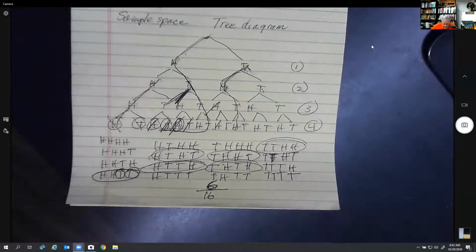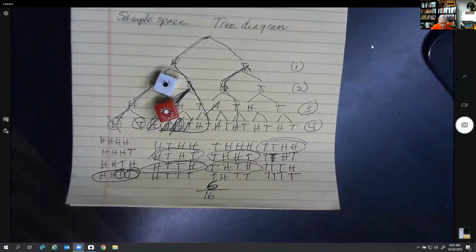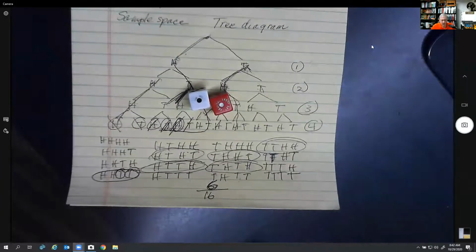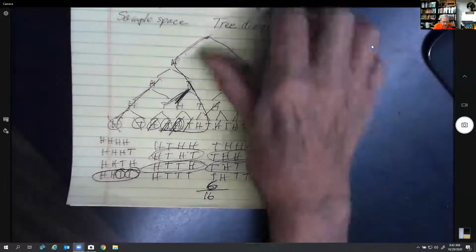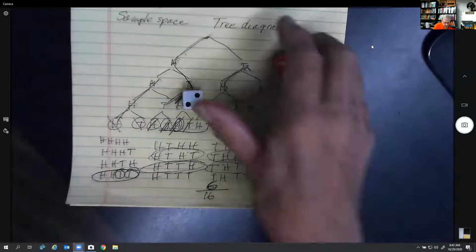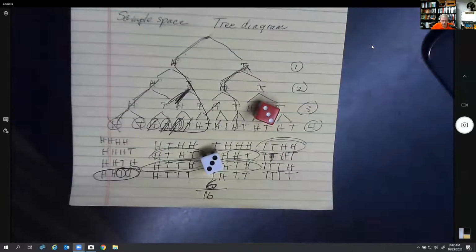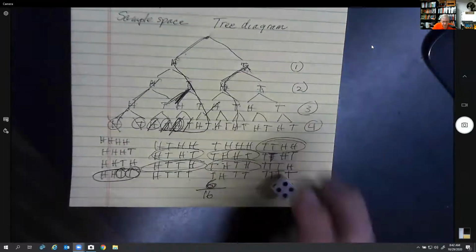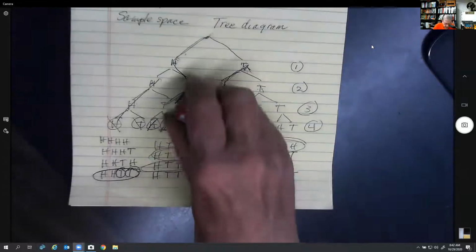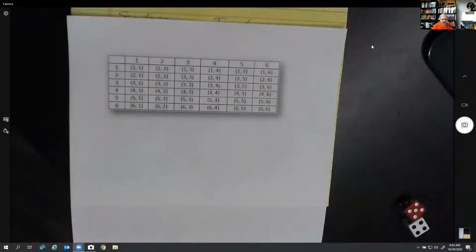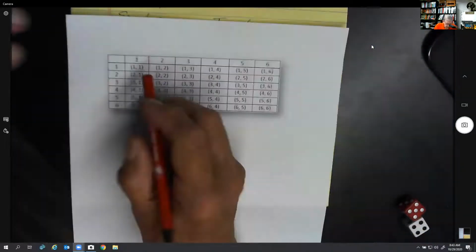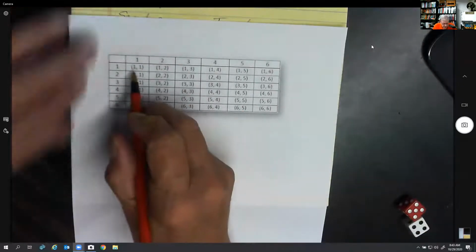Now let's look at dice. Let's look at a pair of dice, and let's suppose one is white and one is red. If I roll, I can get different combinations, right? 2 and a 5, 3 and 3, 4 and 5, and so on. So if I roll 2 dice, these are the different combinations that could come up.